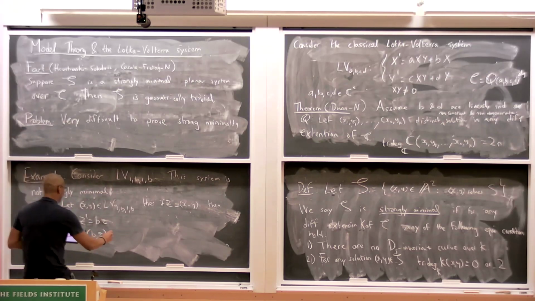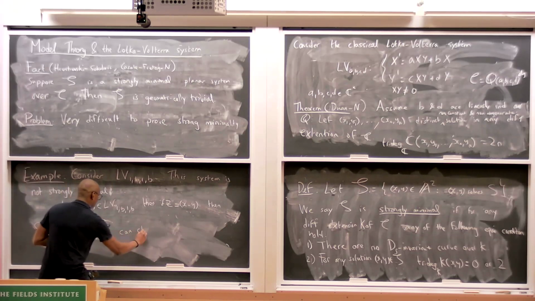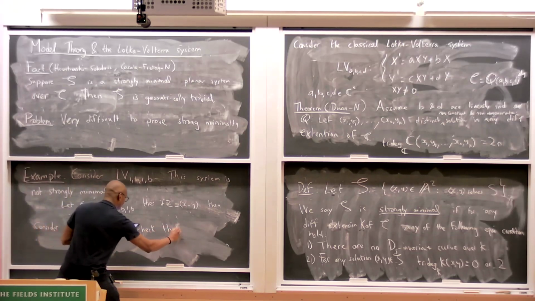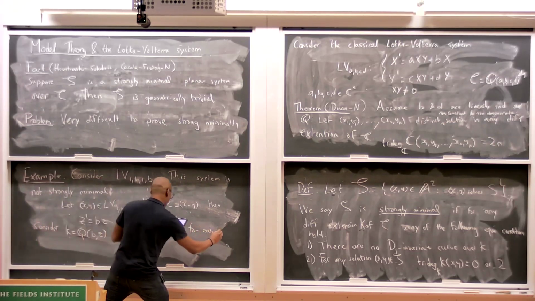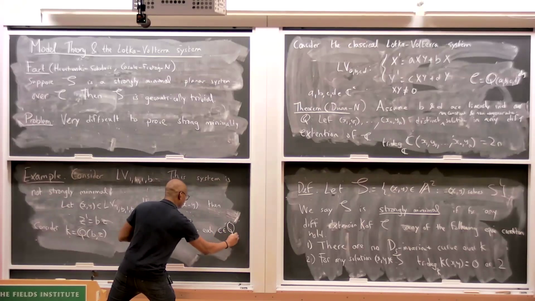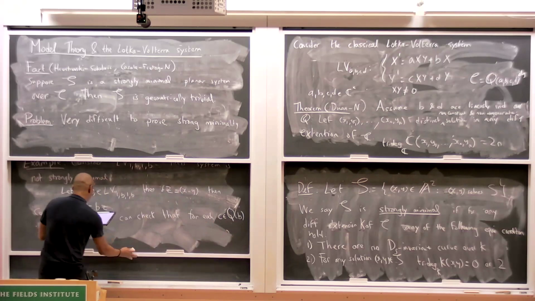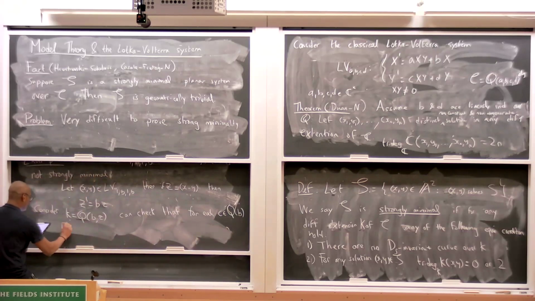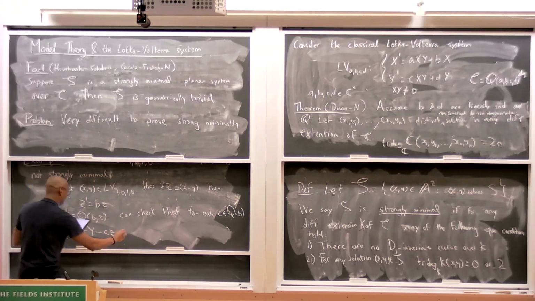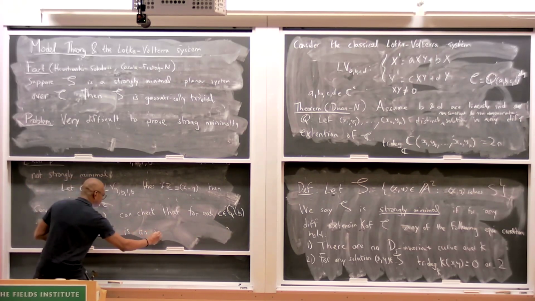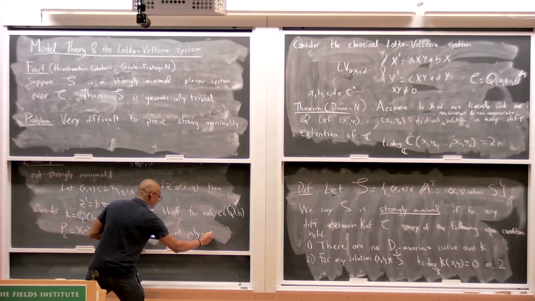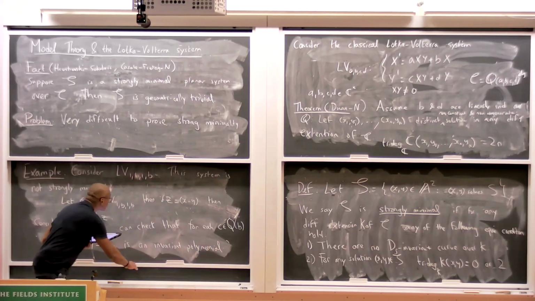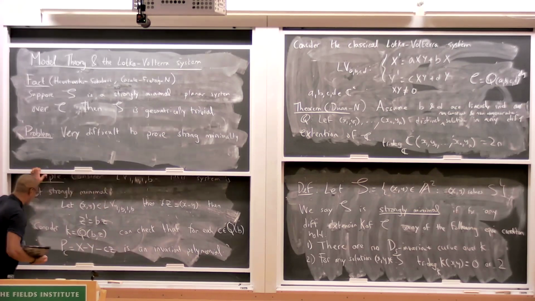So one can check that for each c in Q adjoin B, so that's my c, you have that P_c, which is the polynomial x minus y minus c z, is an invariant polynomial.